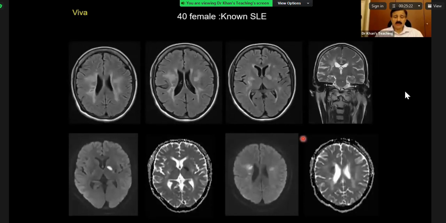Now, vasculitis can have 40, 50 different causes. But in these connective tissue disorders, vasculitis means the small vessels are involved. You can see this periventricular high signal, as if there is a small vessel ischemia going on. With that, there are lacunar infarctions.